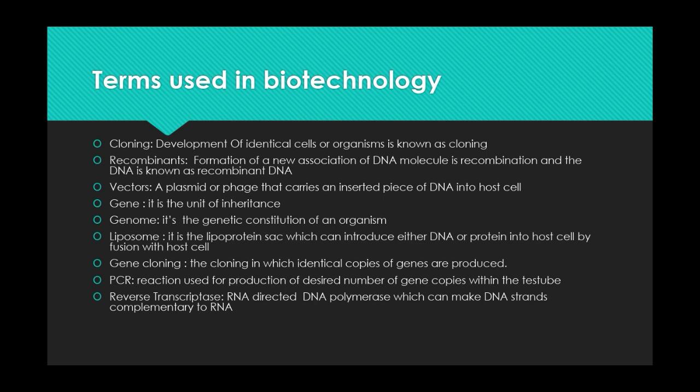Now, how would this foreign gene be inserted into the DNA? It would be done by carriers known as vectors. A vector could be a plasmid, which is from bacteria, or a phage, which is a virus, that inserts the piece of new or foreign gene into the DNA.